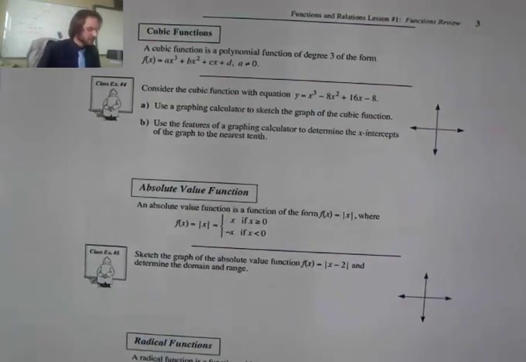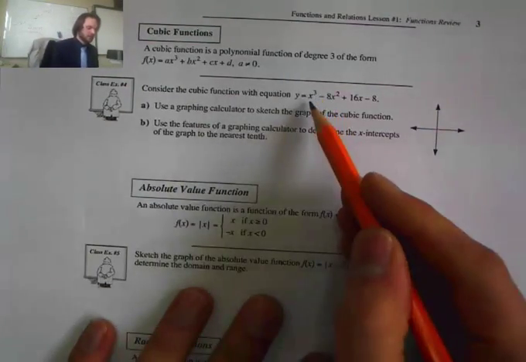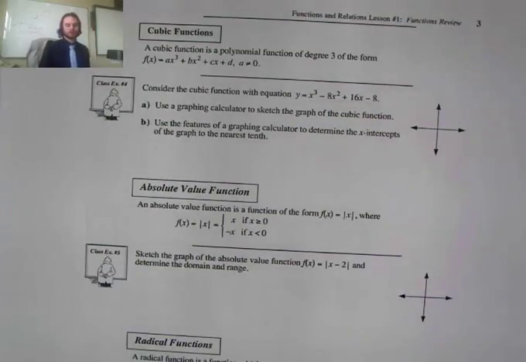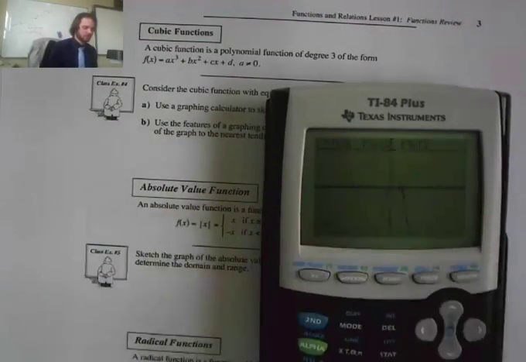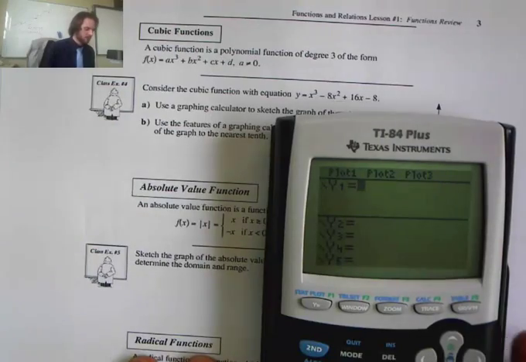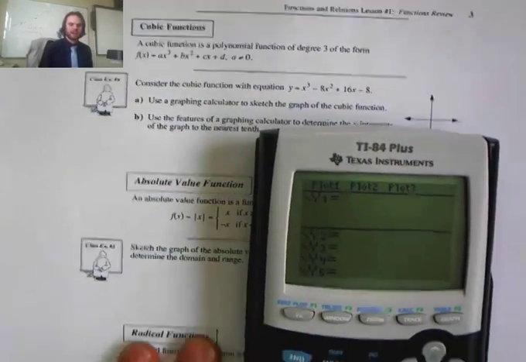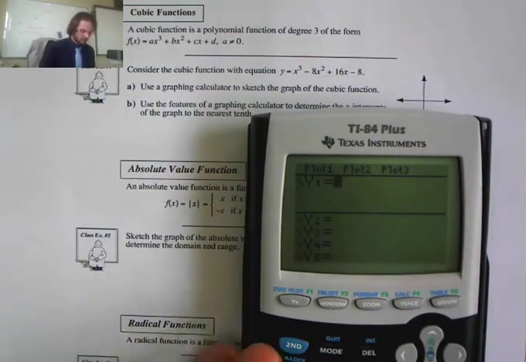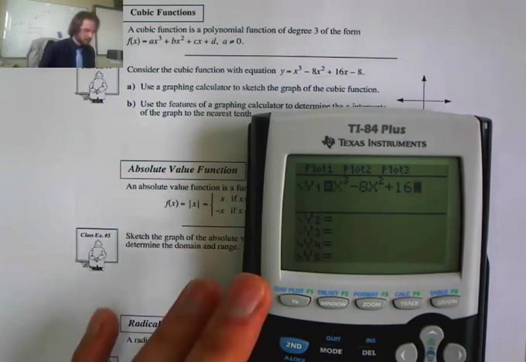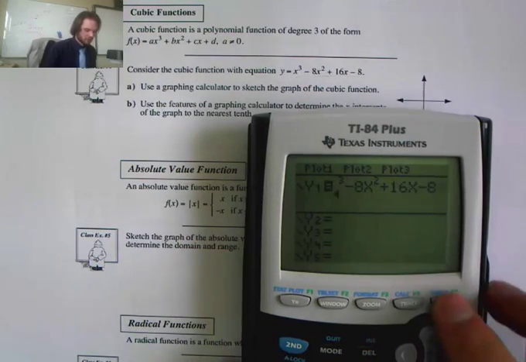So it says, consider the cubic function with the equation x cubed right there. Now we're going to use the graphing calculator for this one. So let's put this in my graphing calculator. I want to clear that. What is my function? We have x cubed, so x to the power of 3, and then we want minus 8x squared plus 16x minus 8. And we're going to graph it.